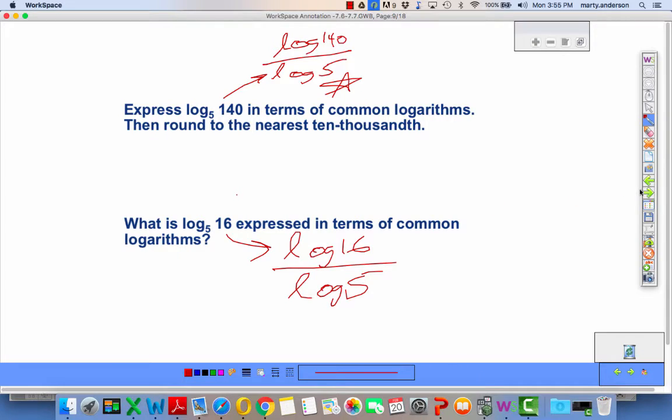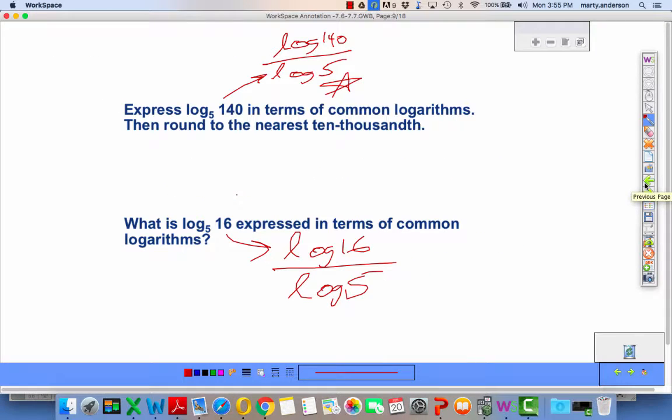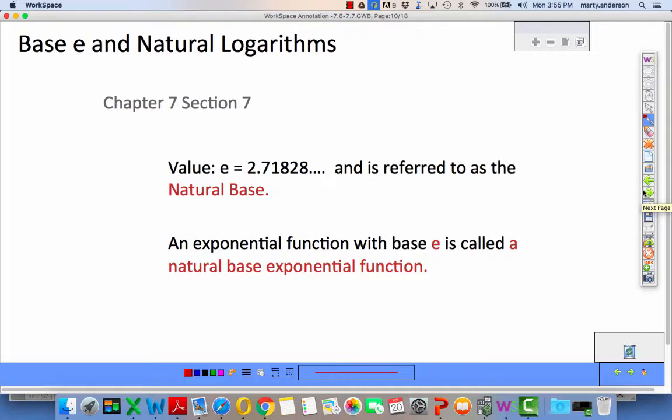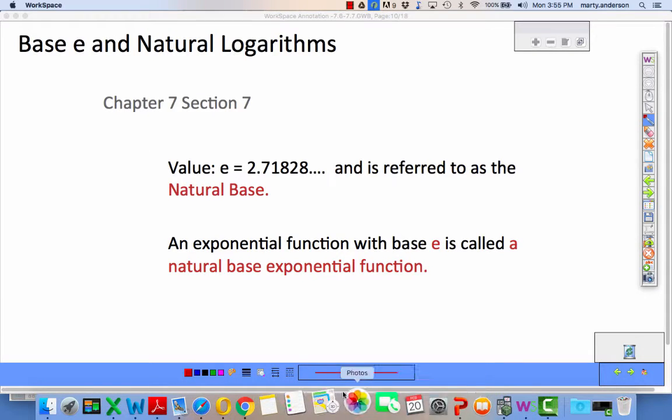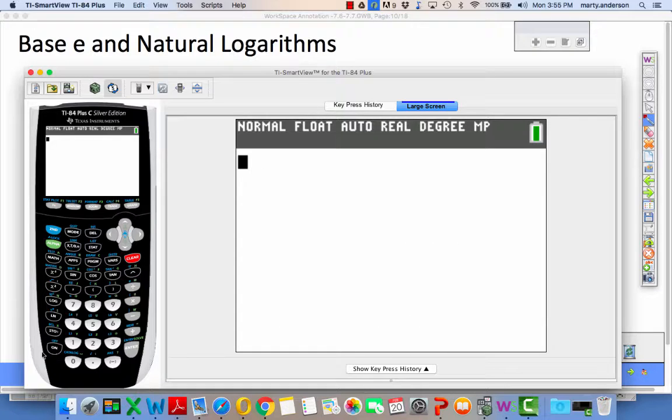That's the change of base formula. Pretty slick. And that's the end of 7.6. So 7.6 is everything to do with common logs, log base 10. Now, if you look on your calculator for base e, the first thing you got to do on your calculator is identify the natural log.